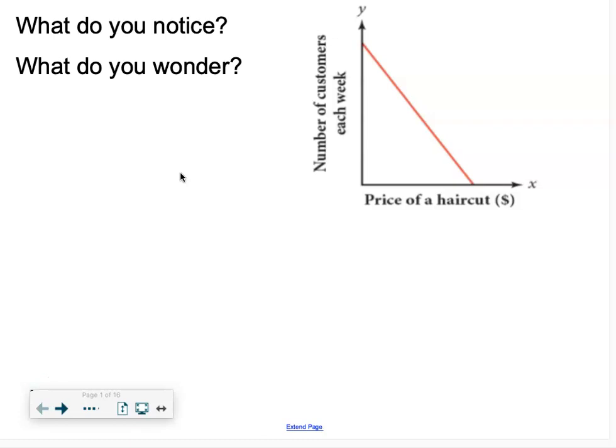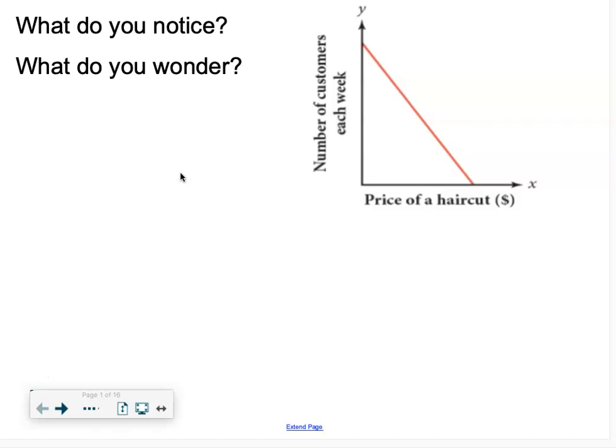People like cheap haircuts. How did you know that people like cheap haircuts based on this? Did you guys hear that? The cheaper the price would be to the left, and then we have more customers, right? When we have a cheaper price. When we don't charge anything, we get a whole bunch of customers, right? Okay.